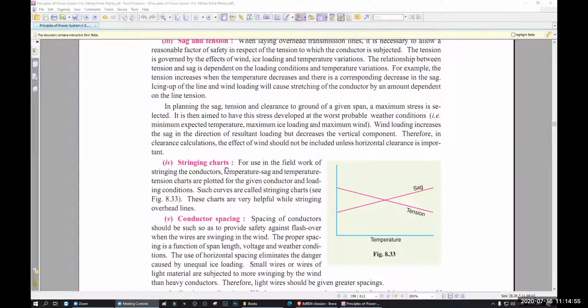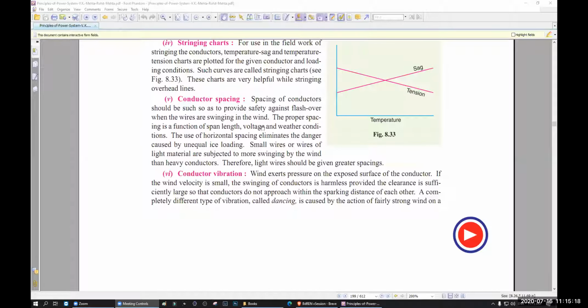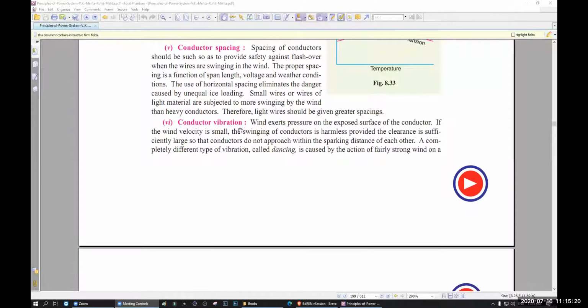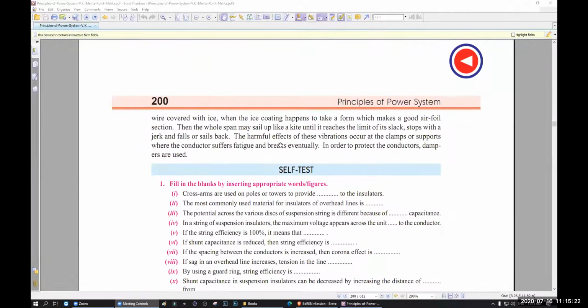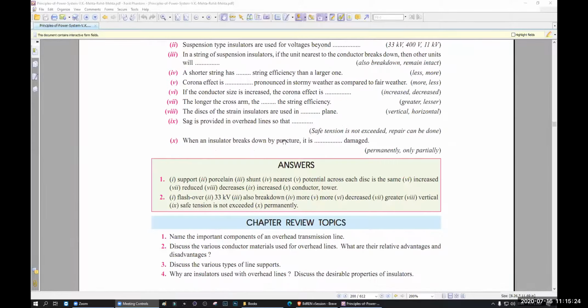Then the stringing chart means you have to balance the tension and sag with proper temperature, because less sag means more tension, and more sag means less tension, and you have a temperature effect as well. So you have to balance your temperature, sag, and tension. Conductor spacing, conductor vibration from wind, you have to consider those.